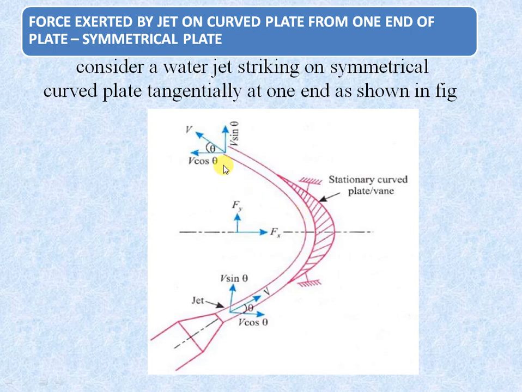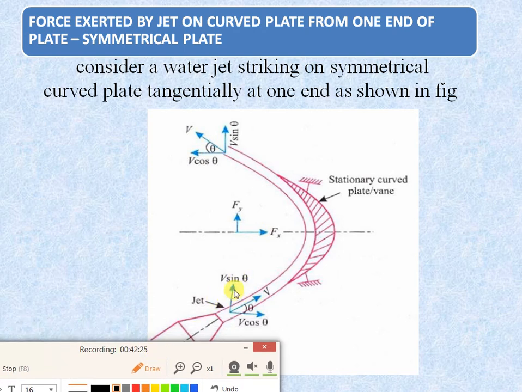Now in this case, the plate is symmetrical, meaning both the blade tip angles are the same, and the jet is striking from one end. In the last case, the jet position was at the center. In this case, the jet position is at one end. So consider the velocity of the jet is v. If you resolve this velocity along x and y, we will get v cos theta along the x direction, and we will get a velocity along the y direction of v cos theta. Again, same, you can plot a square.